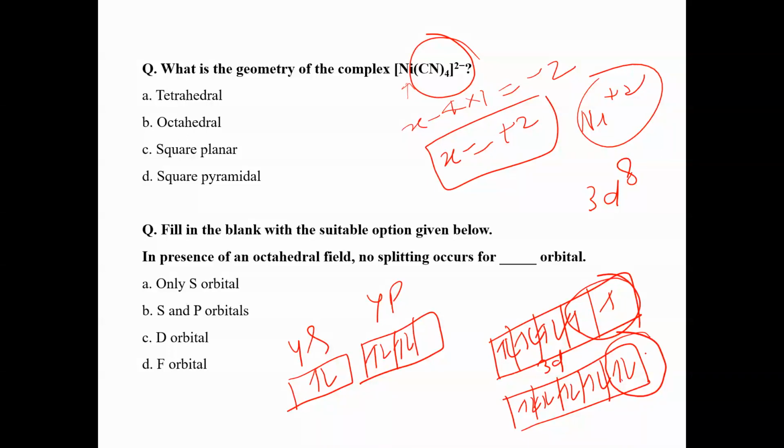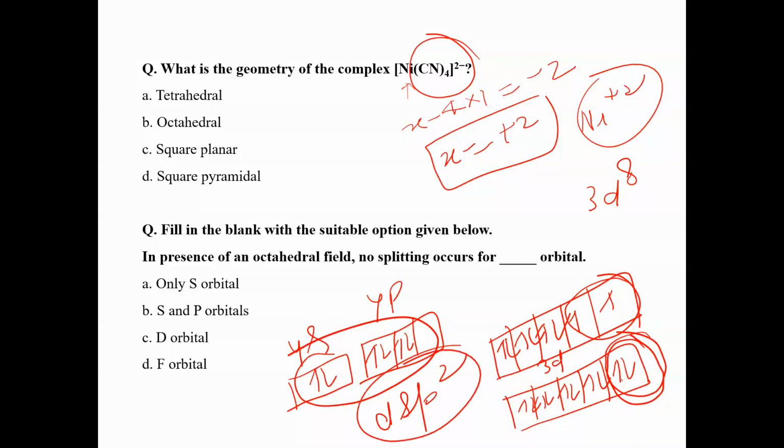So what will be the hybridization? It will be dsp2, because the inner orbital is involved in the hybridization. So what will be the shape of dsp2? It will be square planar, right?